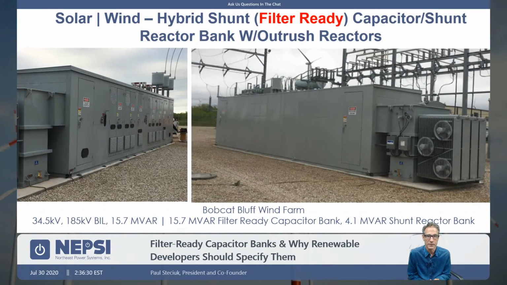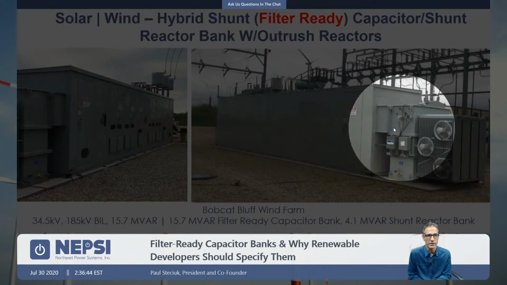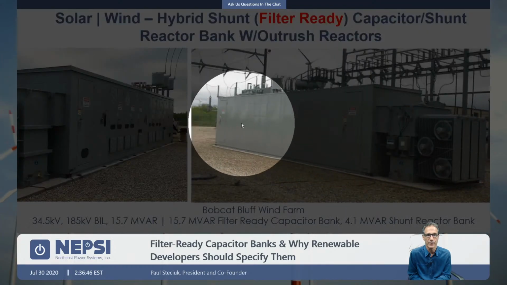And this is a project that we did a while back called Bobcat Bluff Wind Farm. In this case, we had 2 stages of 15.7 megavars and a 4.1 megavar shunt reactor bank. So you have the shunt reactor bank here on the end, plus your 2 stages of capacitor banks.